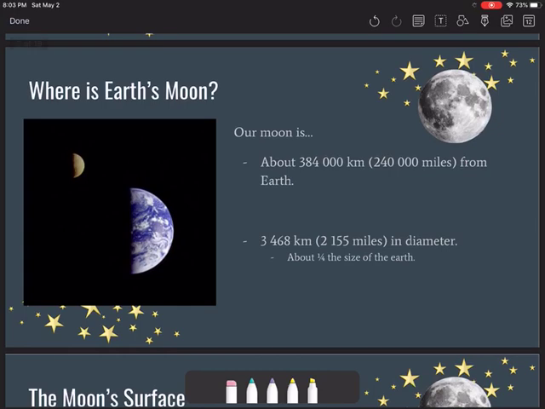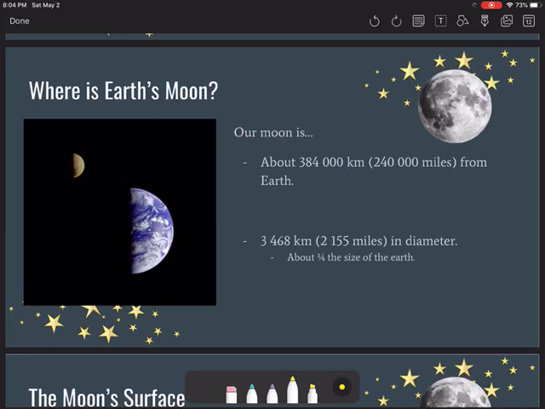So, where is Earth's moon? I'm glad you asked. It's about 384,000 kilometers from Earth. If you're interested in what that value is in miles, it's 240,000 miles-ish. Just for funsies here, I know this isn't part of our lesson, but let's write this value out in scientific notation, because we know how to do that now.